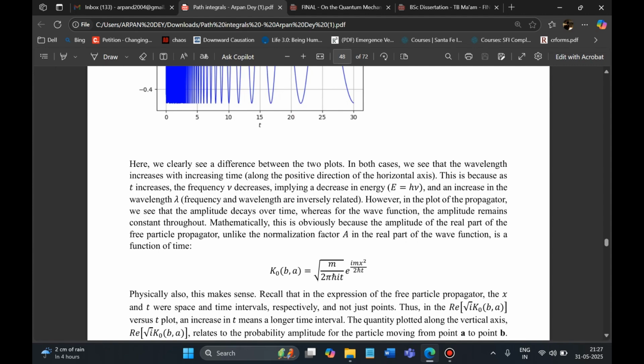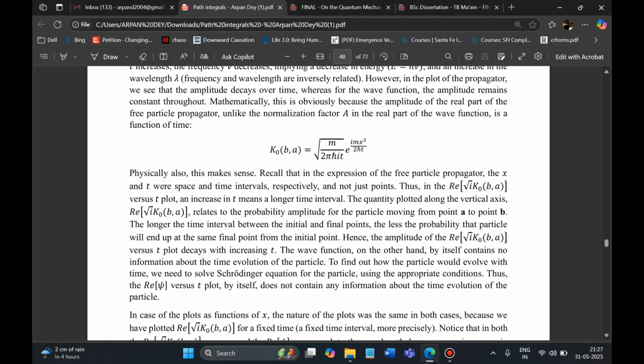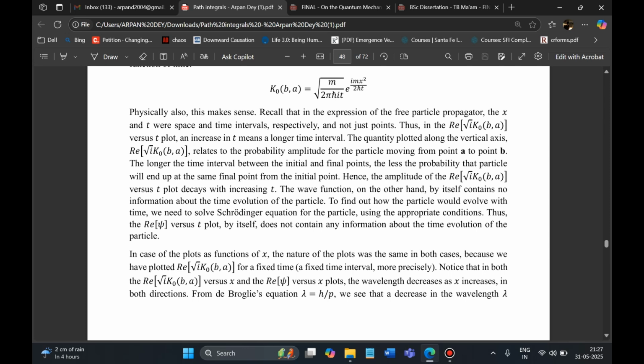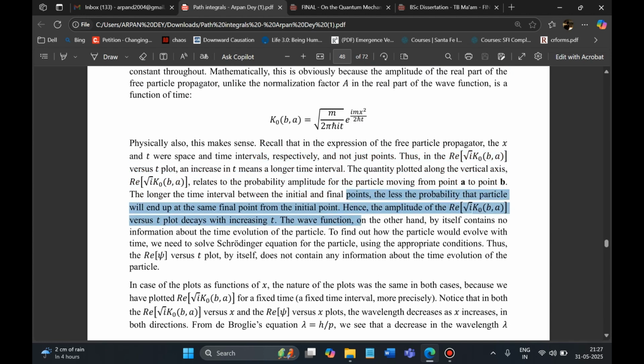But you see, the wave function by itself contains no information about the time evolution of the particle. To find out how the particle would evolve with time, we need to solve the Schrodinger equation for the particle using the appropriate conditions. So by itself, since psi does not contain any information of the time evolution, we do not see the decaying nature when we plot psi as a function of time. But we see this in the case of the path integral. So all of this is nothing very much difficult.